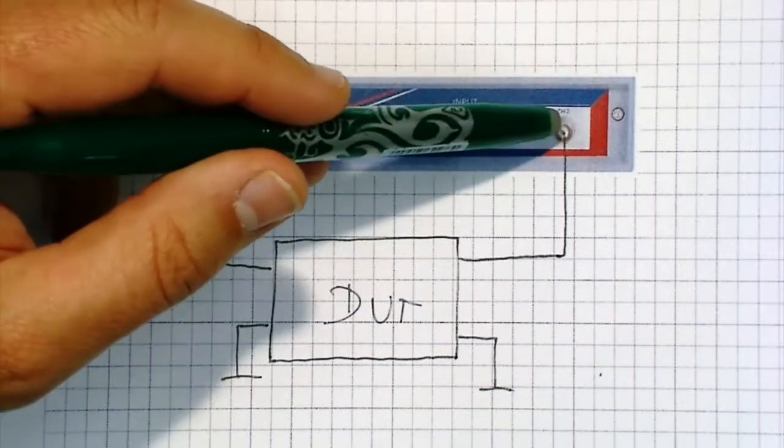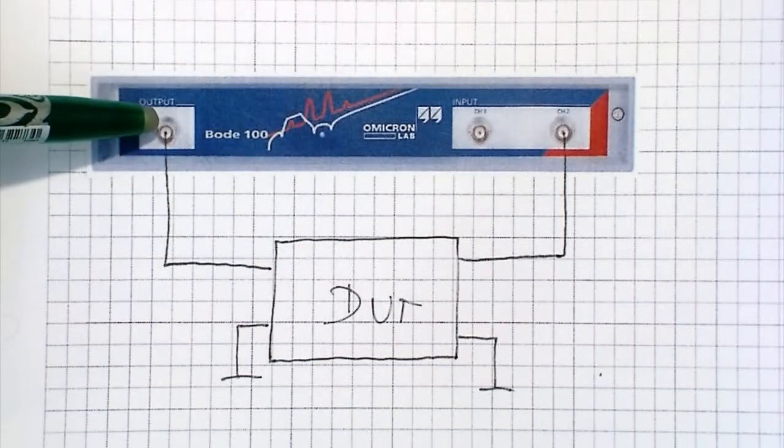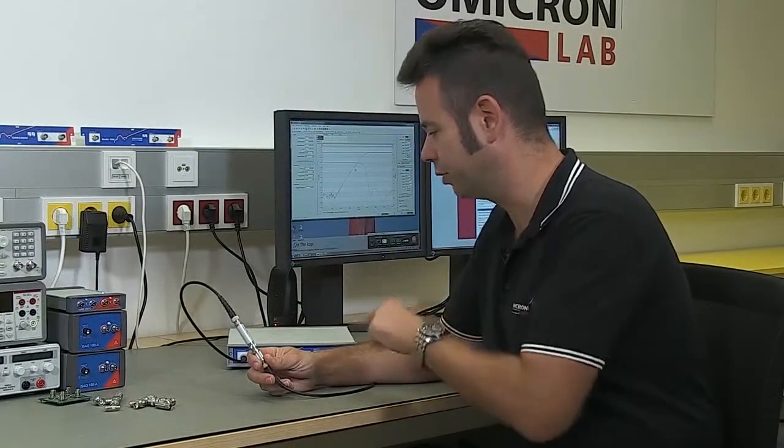It is important that channel 2 is terminated with 50 ohms, since the Bode100 has a 50 ohm source impedance. I will now measure the scattered parameters of this 25 MHz high-pass filter, which is already connected to the Bode100. Now I need to set up the Bode100 to perform the measurement.